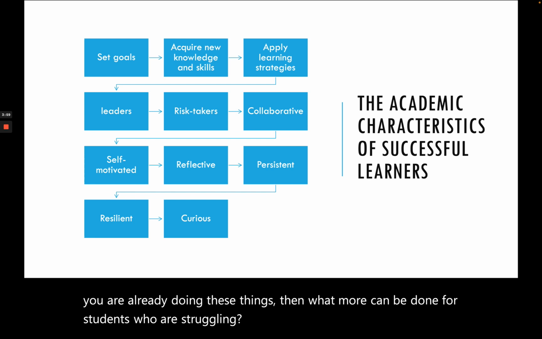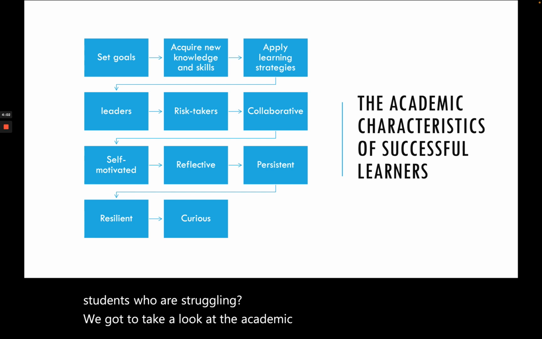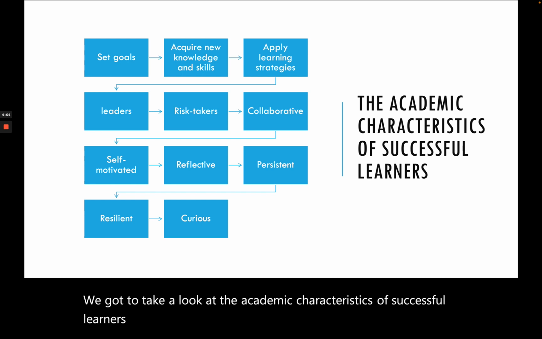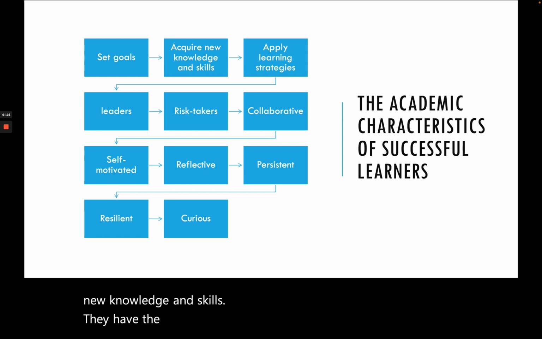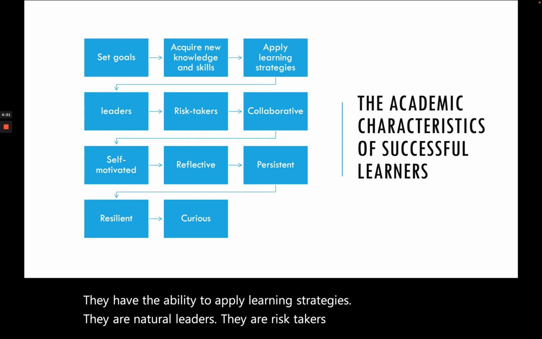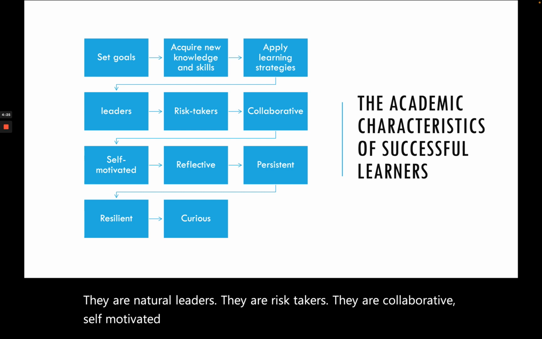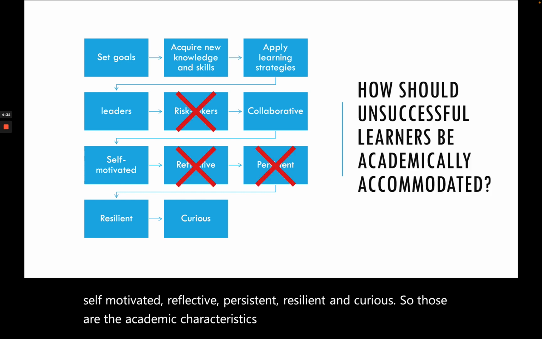Well, we've got to take a look at the academic characteristics of successful learners. We know that successful learners set goals. They acquire new knowledge and skills. They have the ability to apply learning strategies. They are natural leaders. They are risk takers. They are collaborative, self-motivated, reflective, persistent, resilient, and curious. So those are the academic characteristics of successful learners.